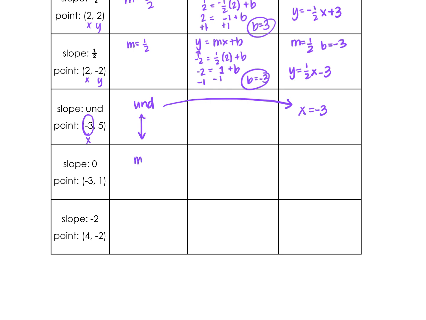Our slope in the next example is 0, so again, I jump right over to writing my equation. Since my slope is 0, I have a y-only equation. This time I look for the y value in the point. So I have y equals positive 1. Try the next example, see how you do.